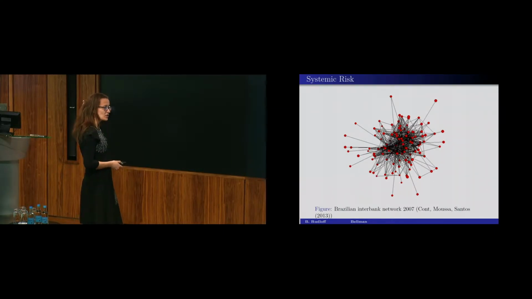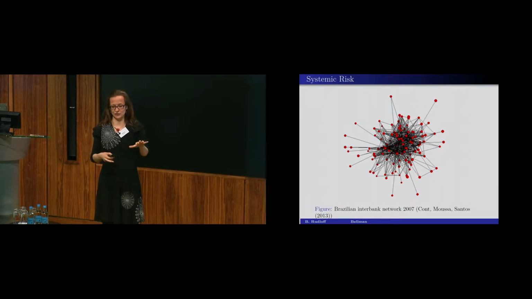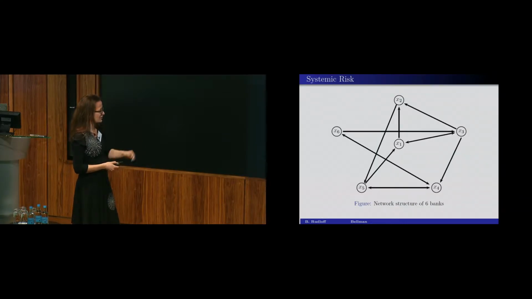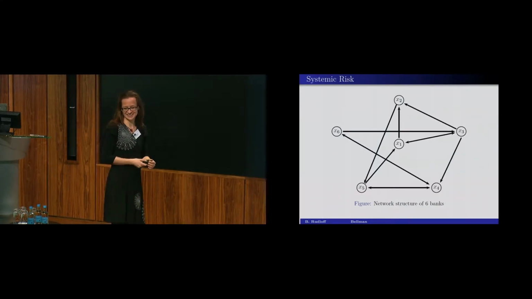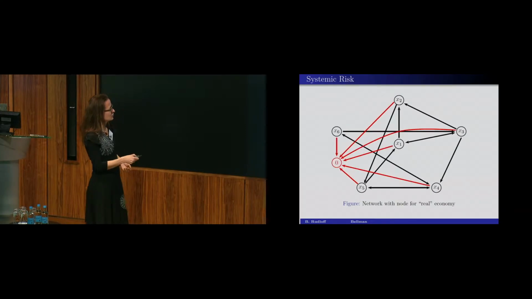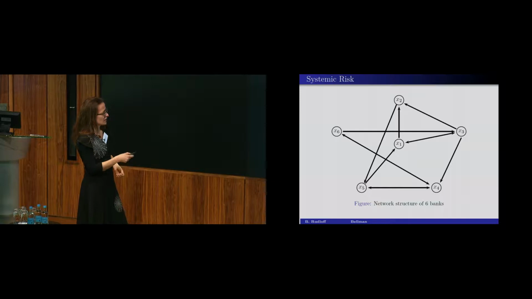systemic risk measures. So in systemic risk, you have a network of banks, they are all linked to each other, and you want to measure the risk of the whole system. This is just a picture of the Brazilian network. To make it simpler so I can explain things, just a simple case where we have these 6 banks. Each node is basically a bank, and there are connections between them by lending between the banks.